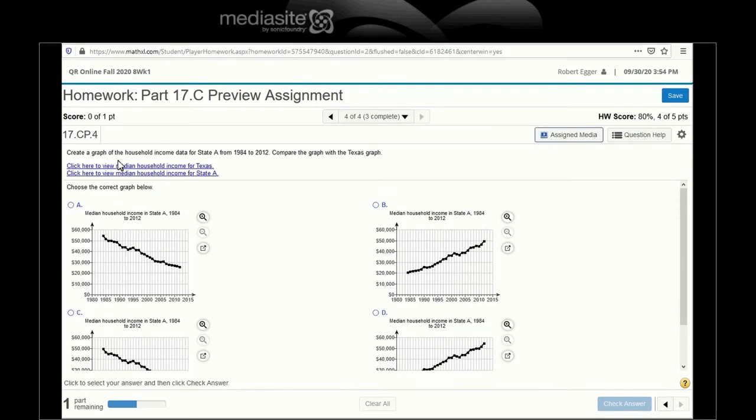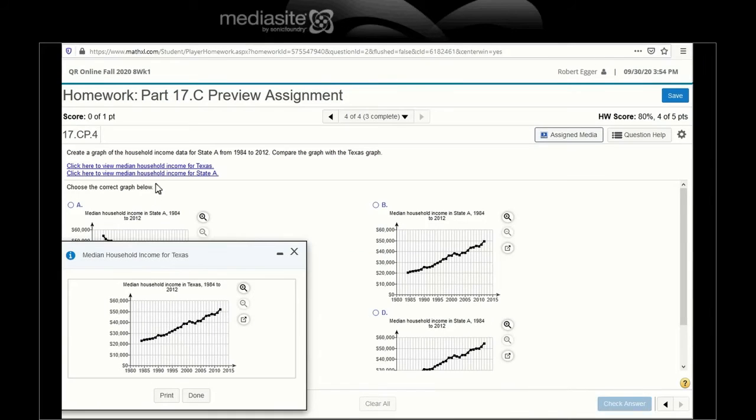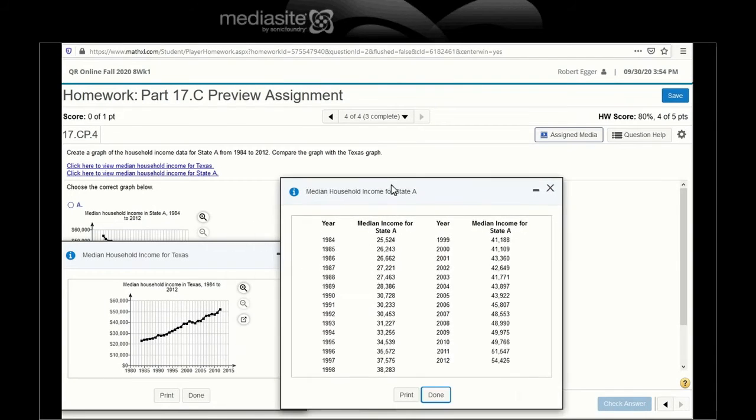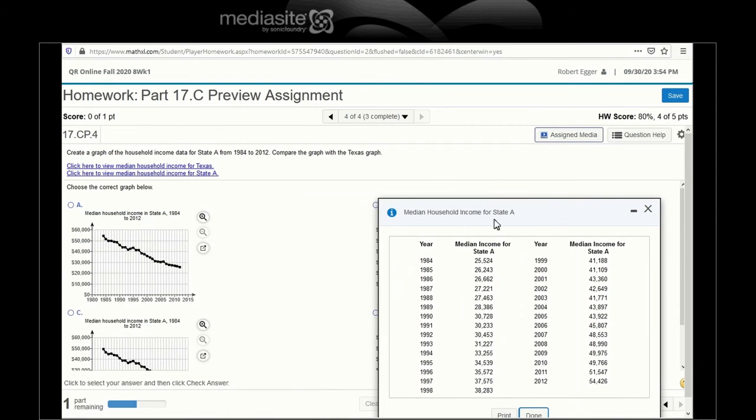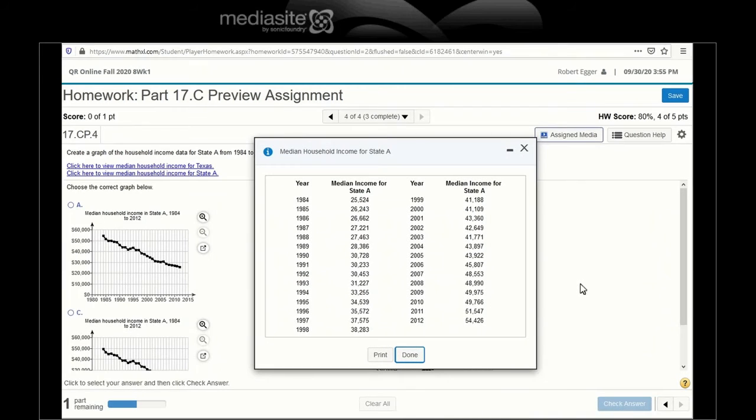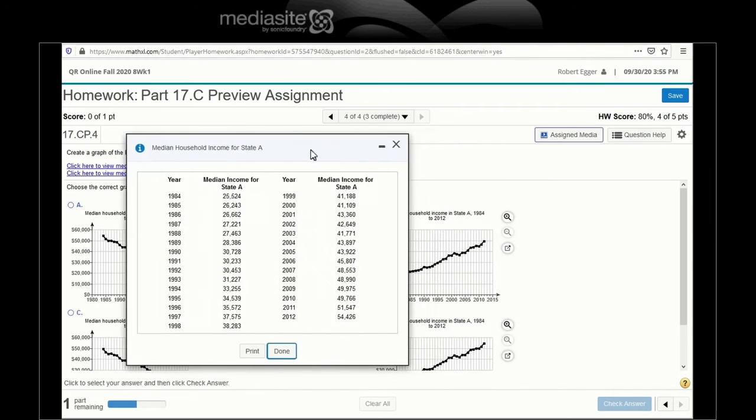And let's see, create a graph of the household income data for state A from 1984 to 2012. Compare it with the Texas graph. Okay, so here's the Texas graph, and here's the median income for state A. And they don't have the data, or we can't download the data on this thing. Hate when that happens. So we need to go on pause for a little bit, and let's make the data.